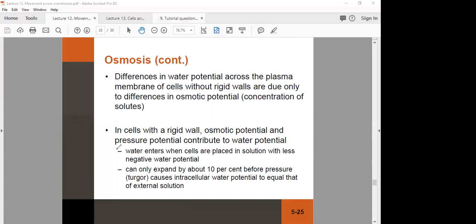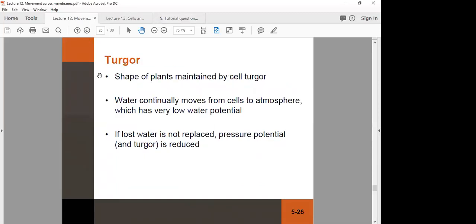That is a solution that is hypoosmotic, but the cell only expands by about 10% before that internal pressure, which is referred to as turgor in plant cells, causes that intracellular water potential to equal that of the external solution. So the shape of plants is maintained by cell turgor, and this is part of the reason why plants constantly have to take up water from the soil solution.